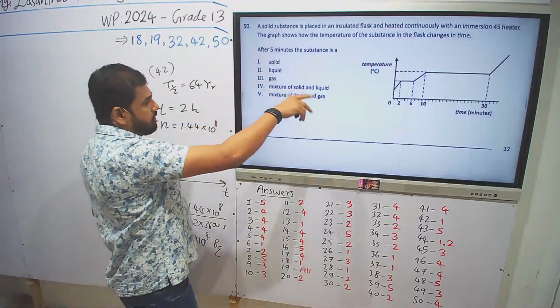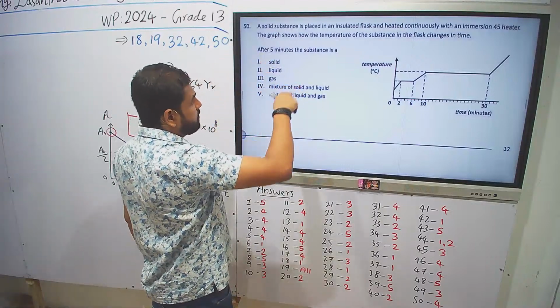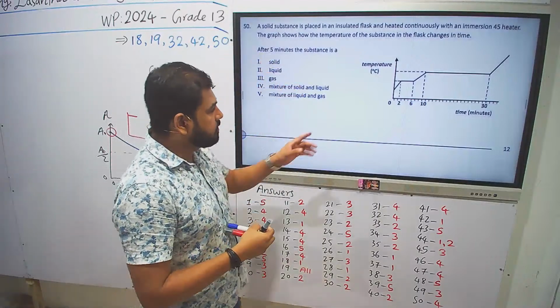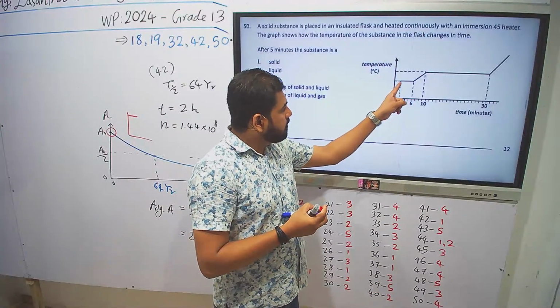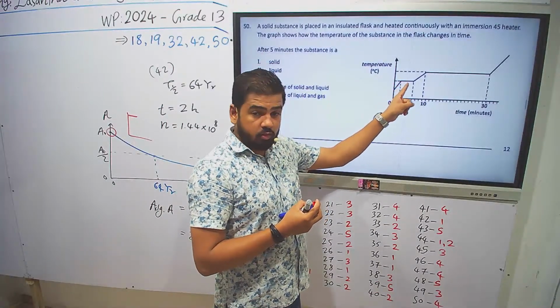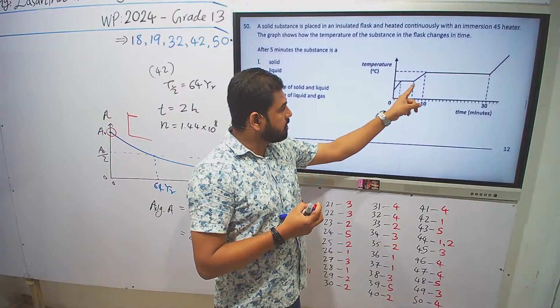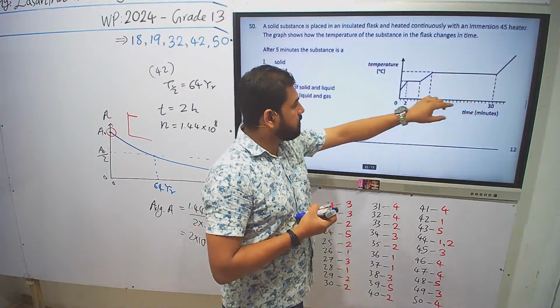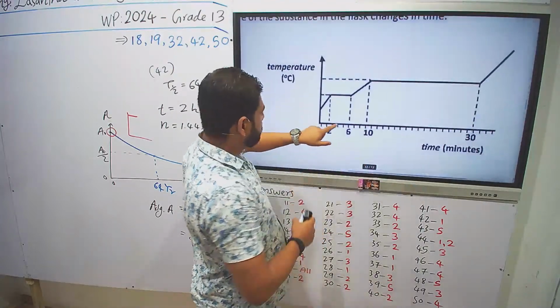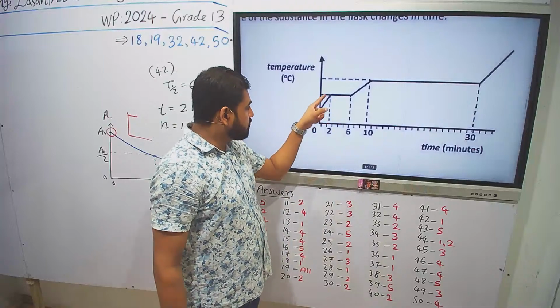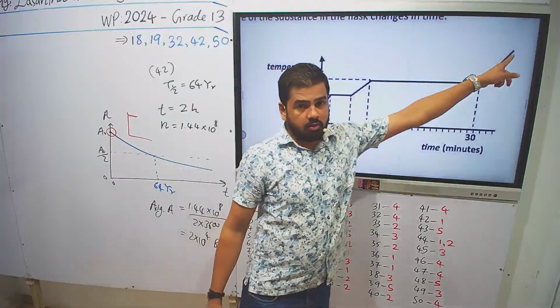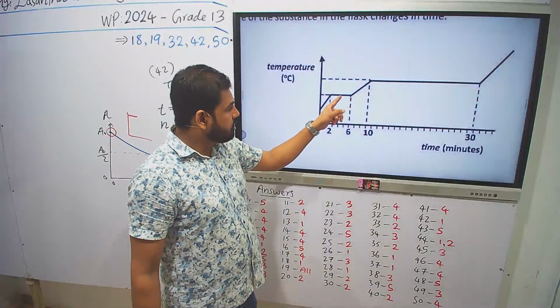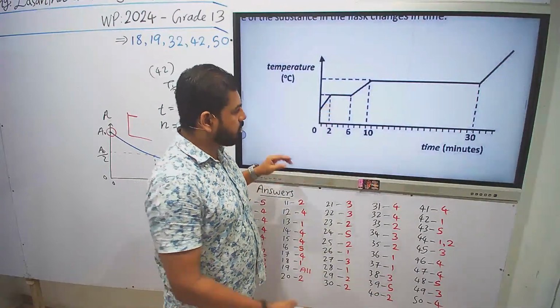In this case, it's asking about the substance after 5 minutes, right? There's a phase change: this part is solid to liquid during this time period, and here it is liquid to gas. So after 5 minutes, somewhere here, you have pure solid, pure liquid, and pure gas. In between, you have a mixture of solid and liquid.